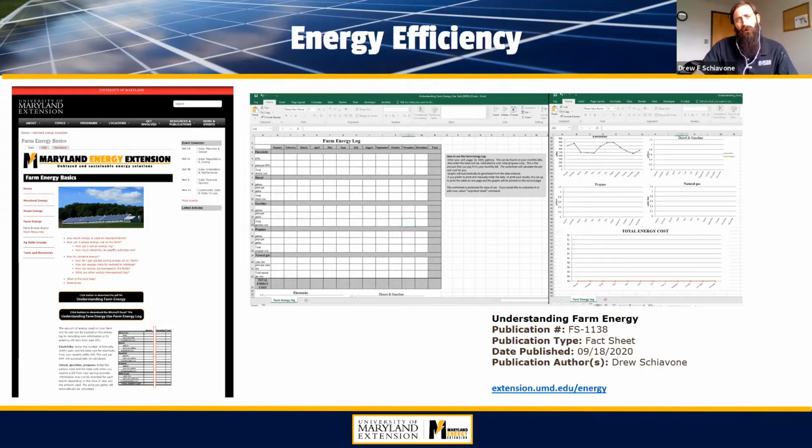Another resource is on our Maryland Energy Extension website, a number of ways to save energy on the farm, including a Microsoft Excel spreadsheet that you can download. This is a helpful tool to put in different energy that you might be using on the farm, not only electrical energy in terms of kilowatt hours, but also if you're using diesel or propane or natural gas, you can put that in there month by month and record it, and it'll generate a graph showing your energy use through the year.